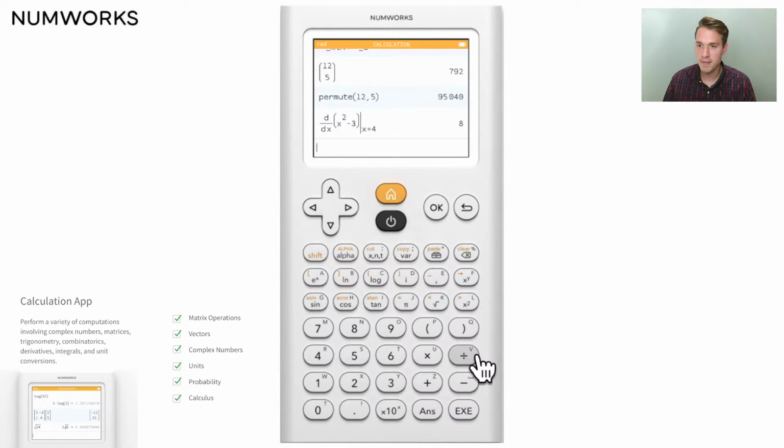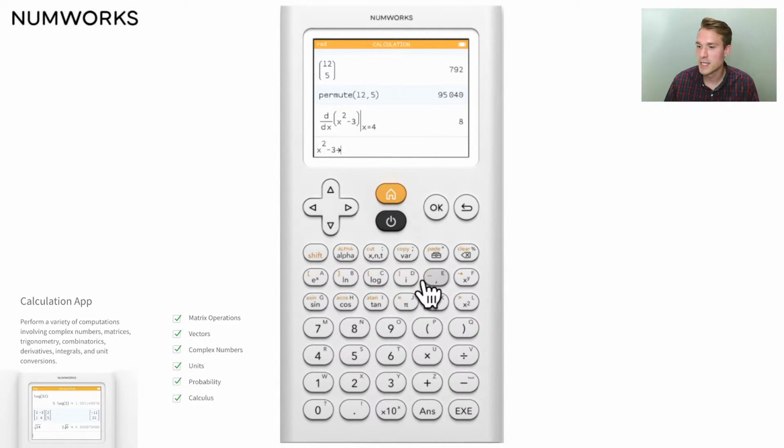Let's actually use this same function and use it for the integral. But before I do that, to demonstrate a couple things, let's actually store this expression, this x squared minus 3, into a function. So just like we've been doing with the matrices, I'll use shift and then the x to the y key, which is the arrow.